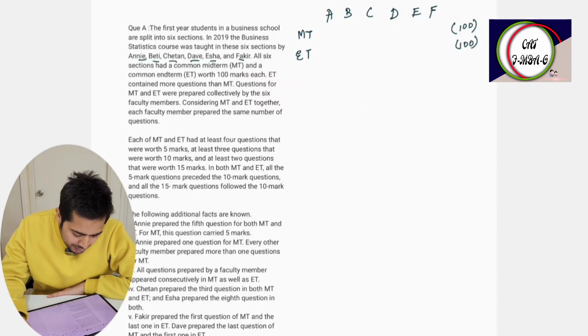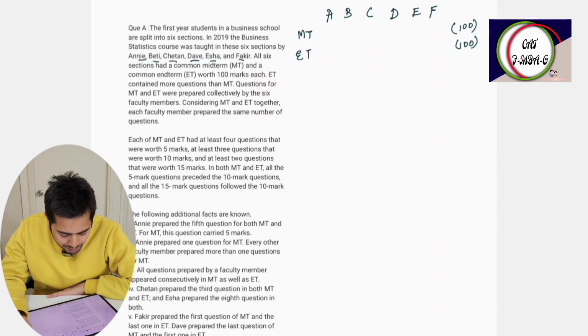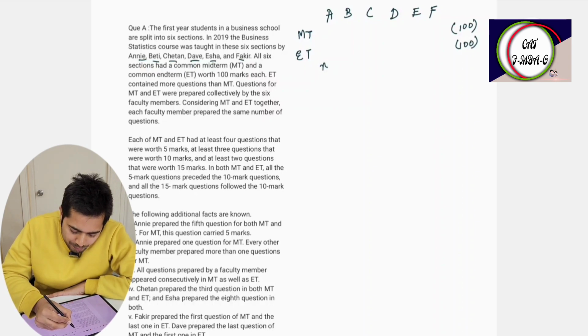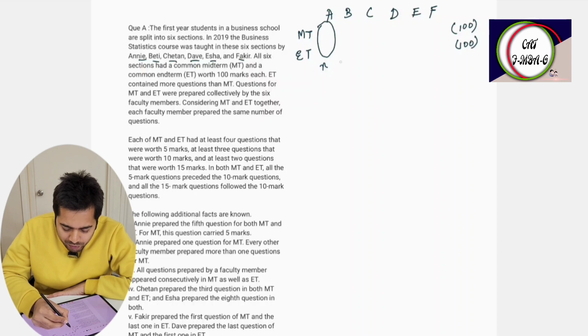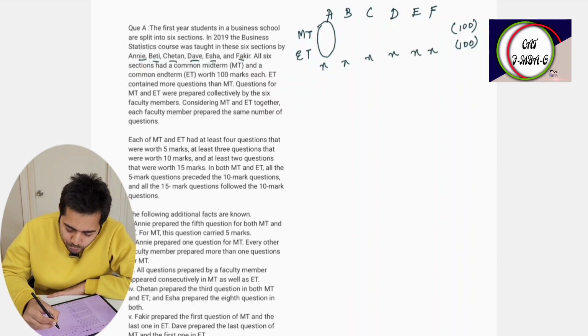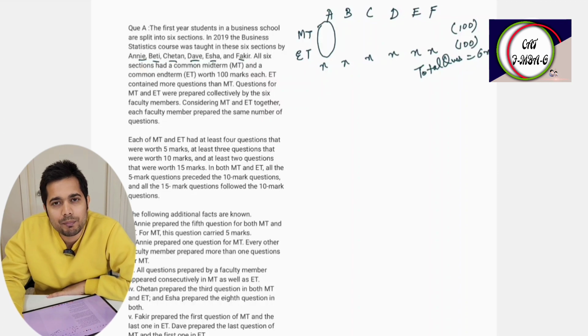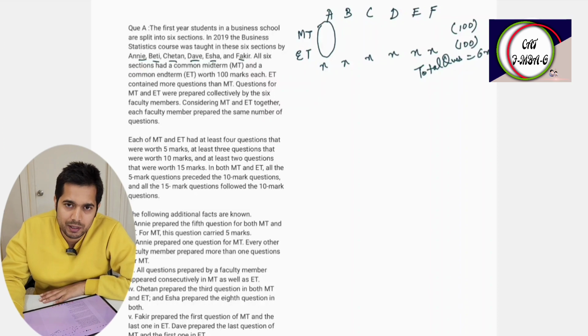And it is also mentioned that collectively the 6 faculty members A, B, C, D, E and F prepare the same number of questions in midterm and endterm. So let us say A prepares X number of questions, total midterm plus endterm. B will also prepare X, C will also prepare X, D, X, E, X, F, X. So total questions will be 6x. That means total number of questions will be a multiple of 6. You have to remember that.